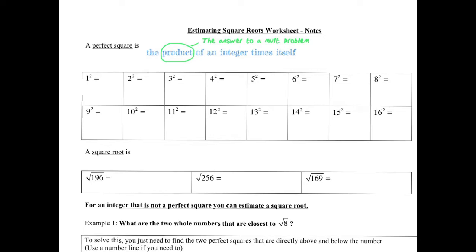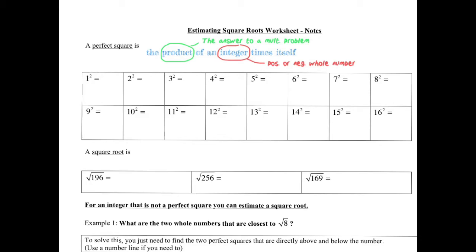The second word that's in here that we have heard and maybe not have mastered yet is the word integer. An integer is a positive or negative whole number. So when we're talking about perfect squares, we're just talking about taking whole numbers and multiplying them times itself. That's a whole lot easier than fractions or decimals.